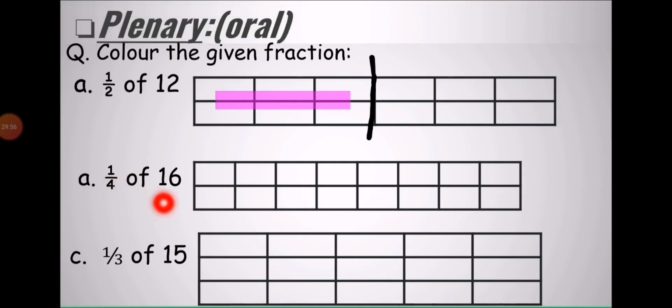Now, 1 by 4th of 16, it means we are putting 16 into 4 equal parts. And we have to find out what is the 1 part. So, again, we read the 4 times table till 16, till we get the 16. 4 1s are 4, 4 2s are 8, 4 3s are 12, 4 4s are 16. It means 1/4 of 16 is 4.